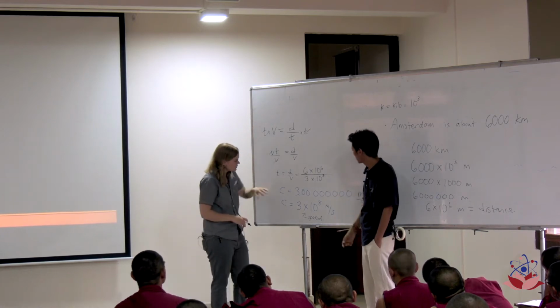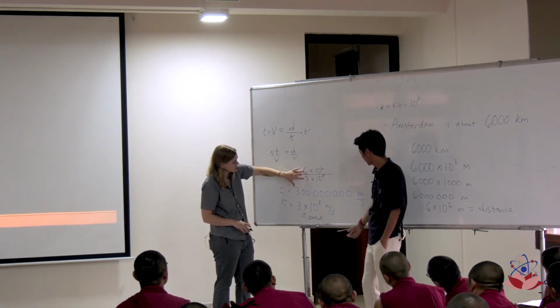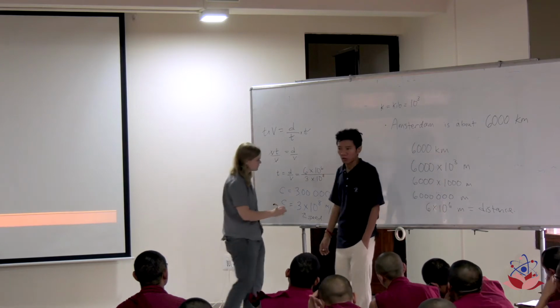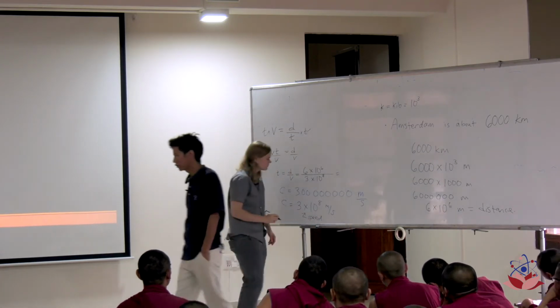So the first division, what does this give us? 6 divided by 3. 2.